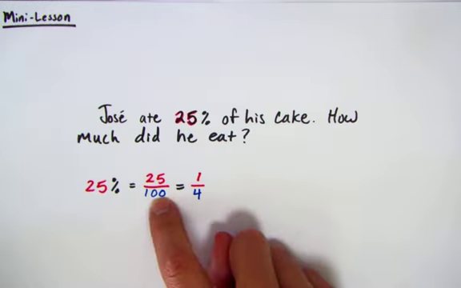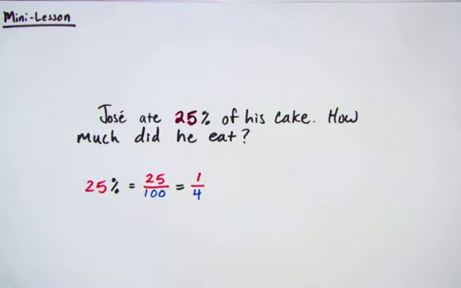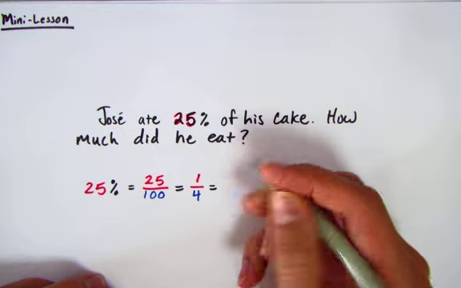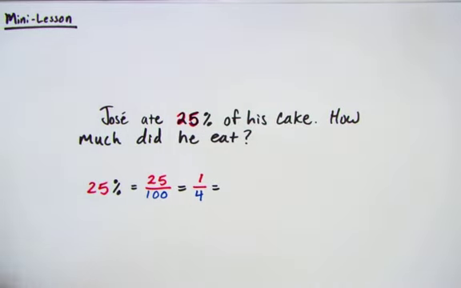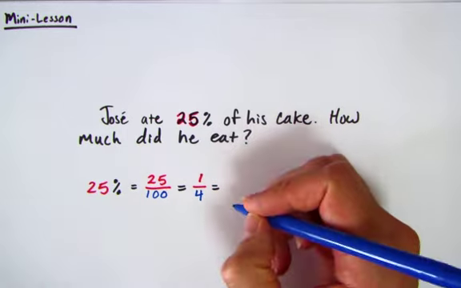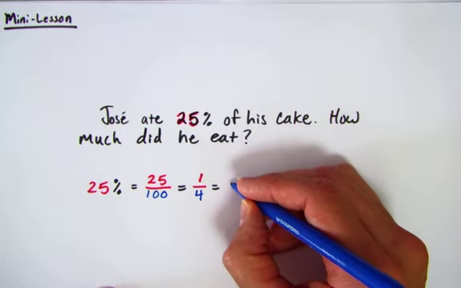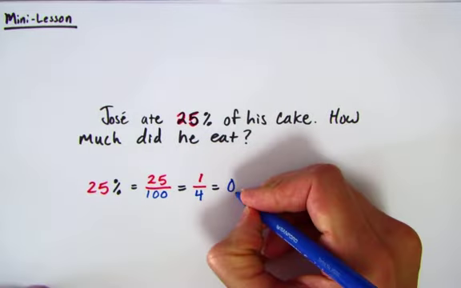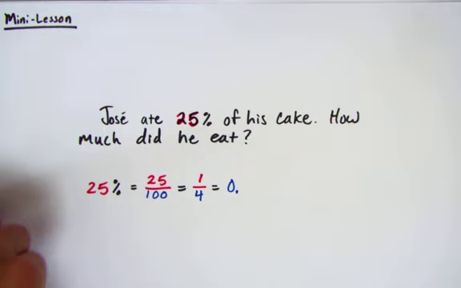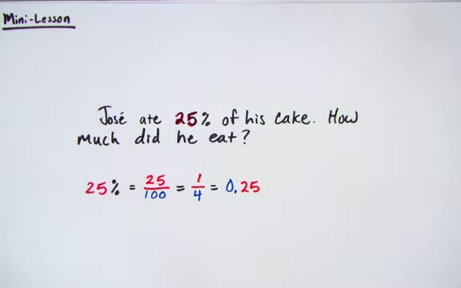But since we know that 25 out of 100 is equal to 1/4, and we also know that 1/4 is the same as what decimal? What decimal number is 1/4 the same as? Well, you guessed it. There it is, 25 hundredths.